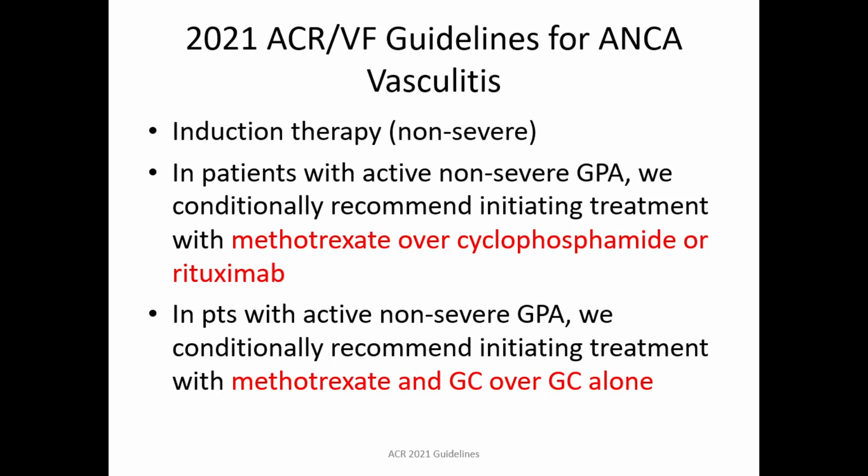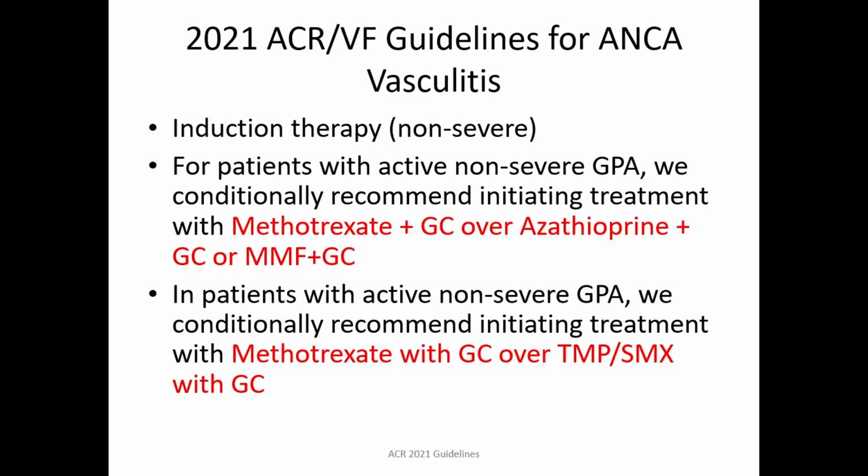And then methotrexate is once again the most respectable amongst these conventional oral DMARDs. So if your patient has active non-severe GPA, the recommendation is that you will be starting them on methotrexate rather than cyclophosphamide. And methotrexate and glucocorticoids are preferred in comparison to glucocorticoid alone. Methotrexate and glucocorticoid are preferred, or a thiopurine plus glucocorticoid, or mycophenolate for that matter.